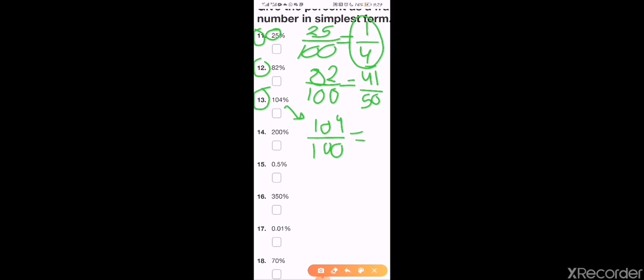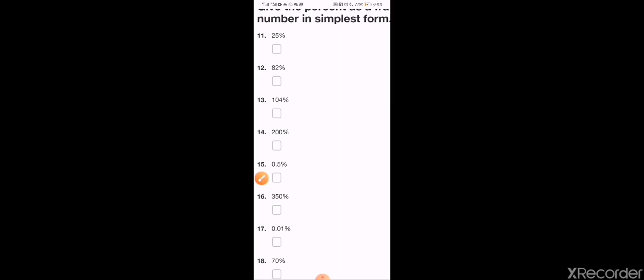Okay, can you make it mentally? 104 divided by 100. It means how many 100 in the 104? Just one group of 100. Then how many are left over? 4 over 100. Okay, 1 and 4 over 100 can be simplified more. Yes, here I can divide by 4. 4 divided by 4 is 1, 100 divided by 4 is 25. So 1 and 1 over 25. And so on. Let's go to the next question.